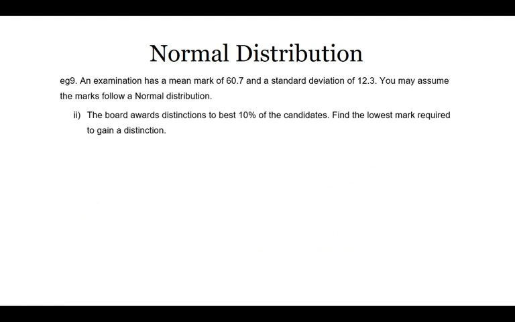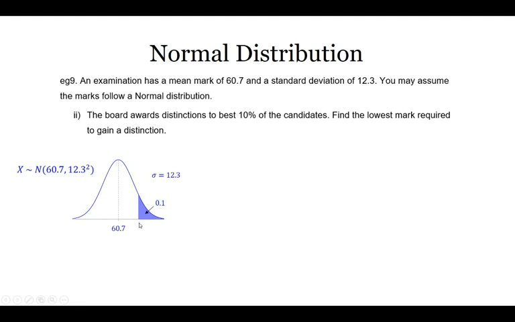Okay, the second bit of the question says that the board awards distinctions to the best 10% of candidates. Find the lowest mark required to gain a distinction. So same distribution as before, but this time we're looking at the best 10%, i.e. the highest number of students, and we only want the 10% of them. So I'm looking at a value that I don't know, that's the mark I'm trying to find, but I do know that this proportion is 10%.